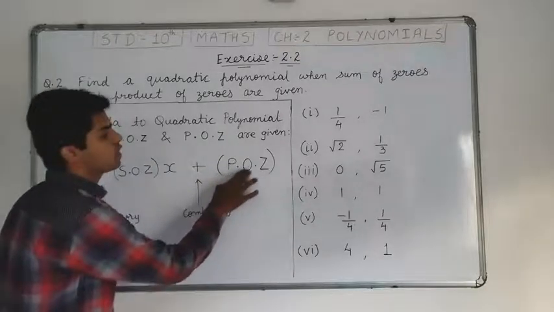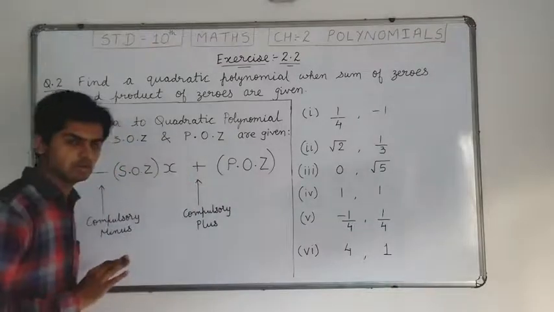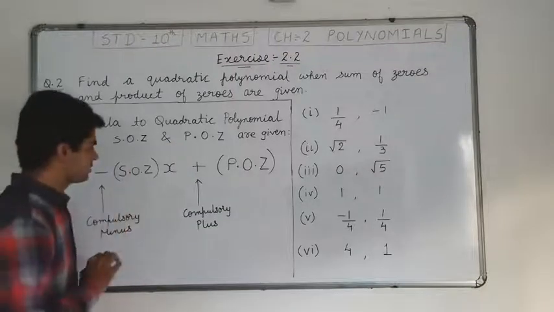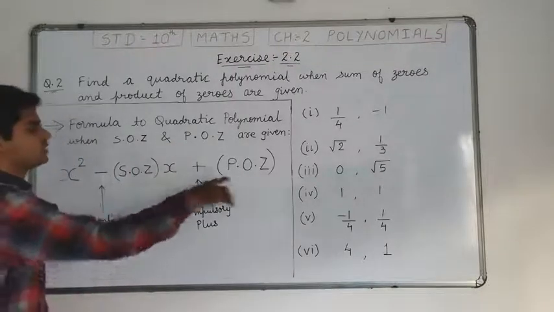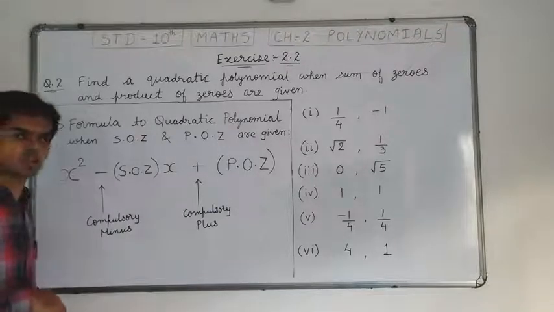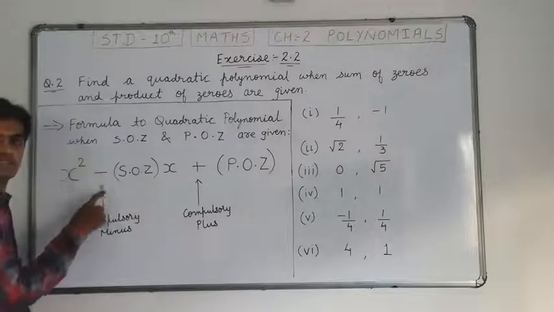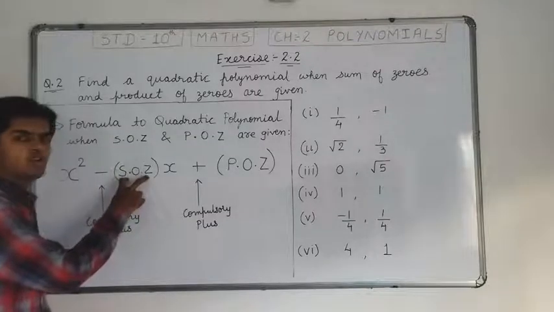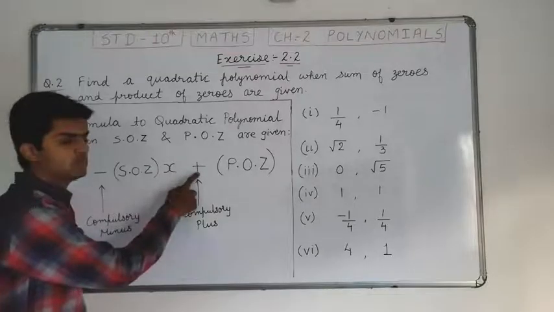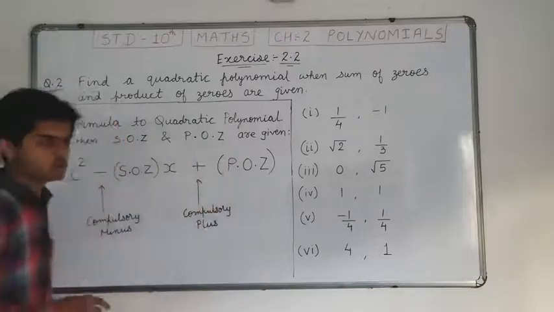Whatever the value of P of Z, it means product of zeros is given, you have to put that value here. Simple formula. In board exam it can be asked in 2 marks. So again we will revise the formula to find a quadratic polynomial when sum of zeros and product of zeros are given. The formula is x square compulsory minus inside bracket value of sum of zeros multiplied with x plus compulsory plus product of zeros. It means the value of product of zeros.